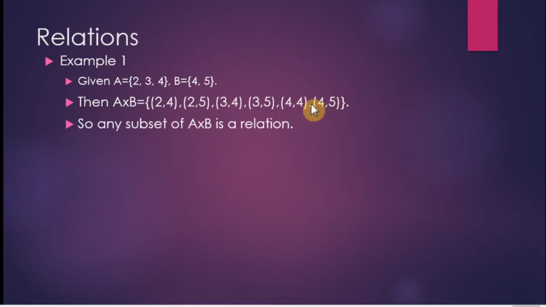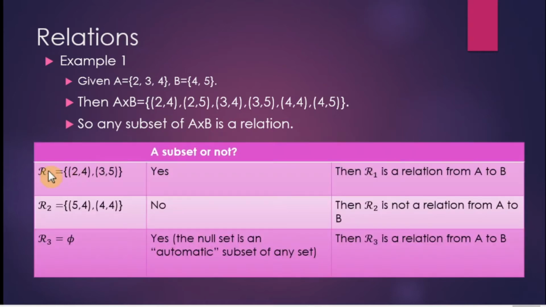If we're going to take any subset of this set, that is already considered a relation. We have 3 different possible relations here, and our goal is to identify if each is a relation from A to B. Based on the sets given here, we have relation 1. It's the set containing two ordered pairs: (2, 4) and (3, 5).